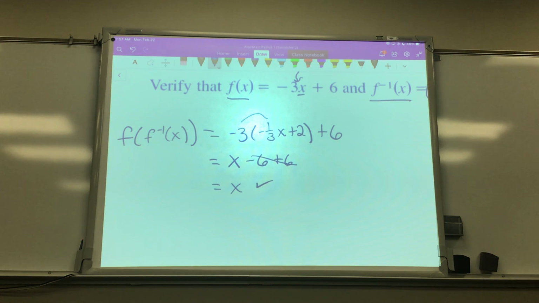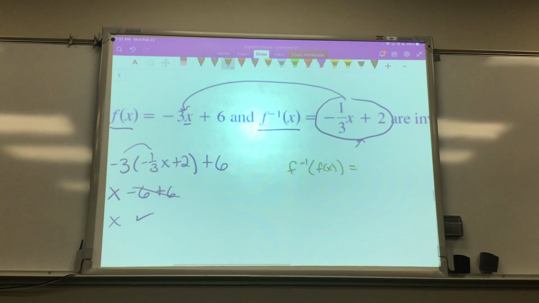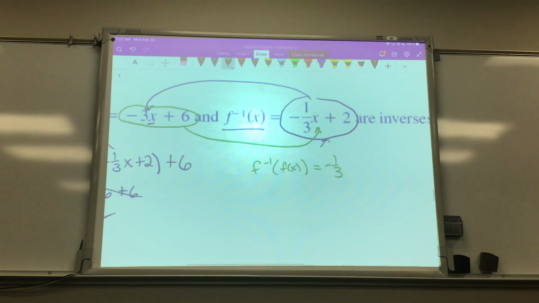If they are truly inverses, you have to compose them both ways and they got to equal x. So we're halfway there, right? We composed one way. Now, we're just going the opposite way. Now we're taking the original function, plugging that into the inverse. We got negative 1/3. Here's my x. So I have to replace that with the negative 3x plus 6. Plus 2.